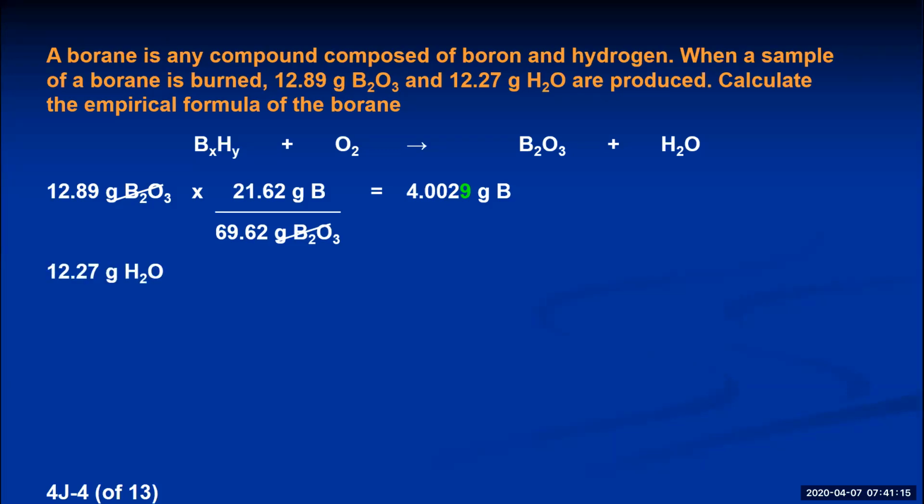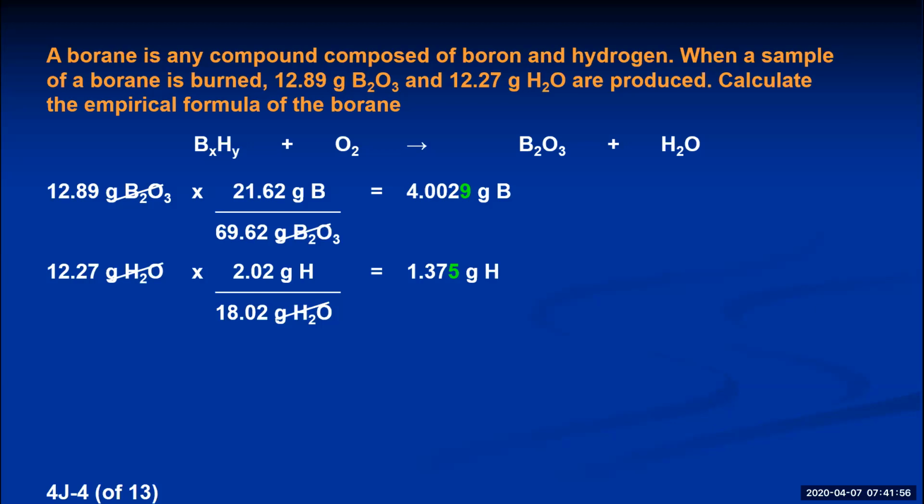The 12.27 grams of water are going to allow us to calculate how many grams of hydrogen are in our unknown compound, because we can determine how much hydrogen is in the 12.27 grams of water. 1 mole of water weighs 18.02 grams, and out of that 18.02 grams, 2.02 grams of it is due to hydrogen. So if we multiply by this ratio, 18.02 grams of water to 2.02 grams of hydrogen, we can convert the grams of water into grams of hydrogen. And so our water contains 1.375 grams of hydrogen. And because all the hydrogen came from the borane, that's going to be exactly how much hydrogen is in our unknown compound.